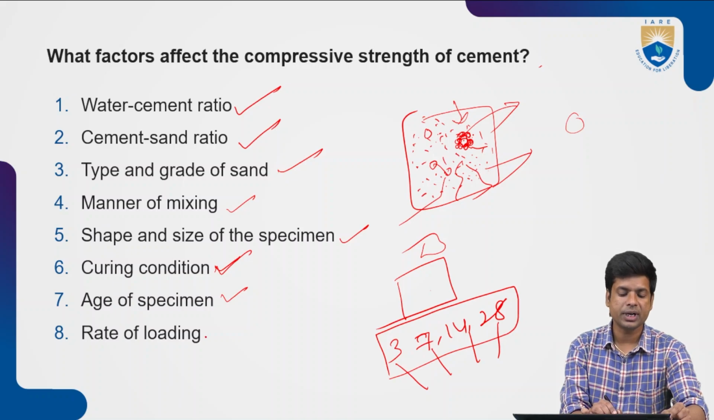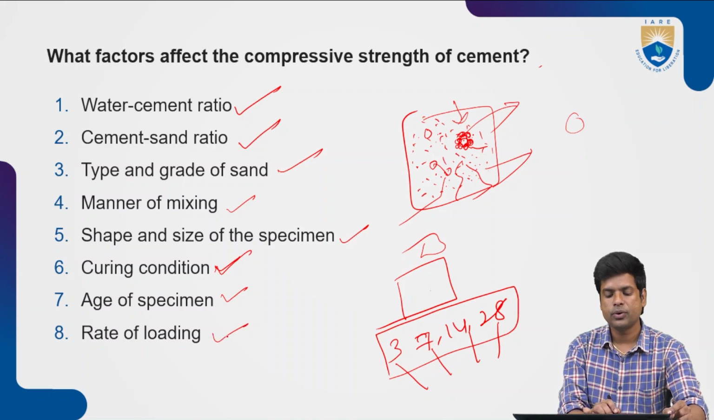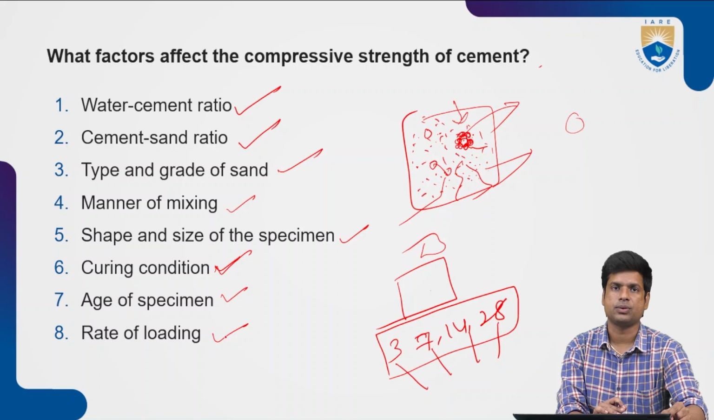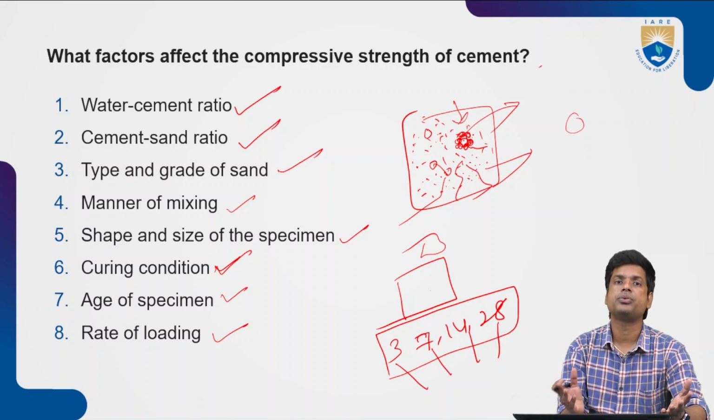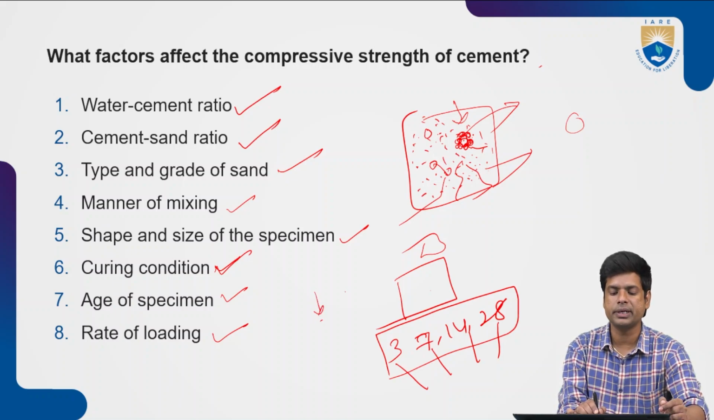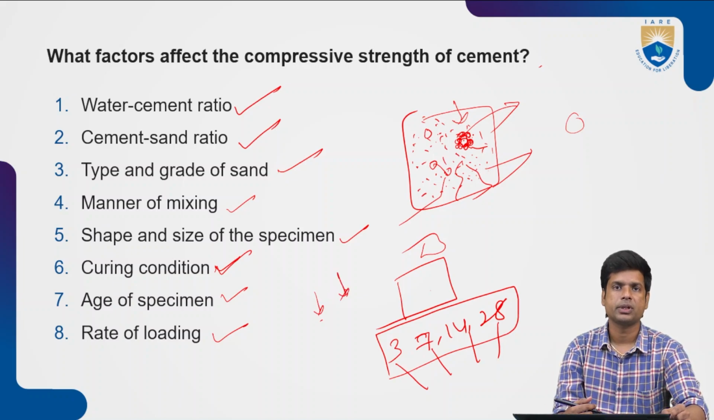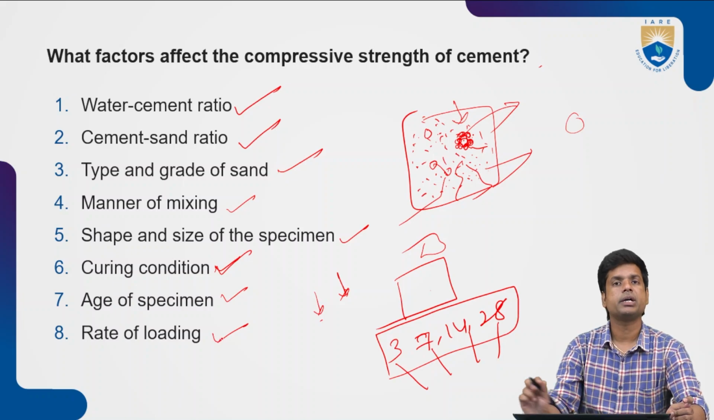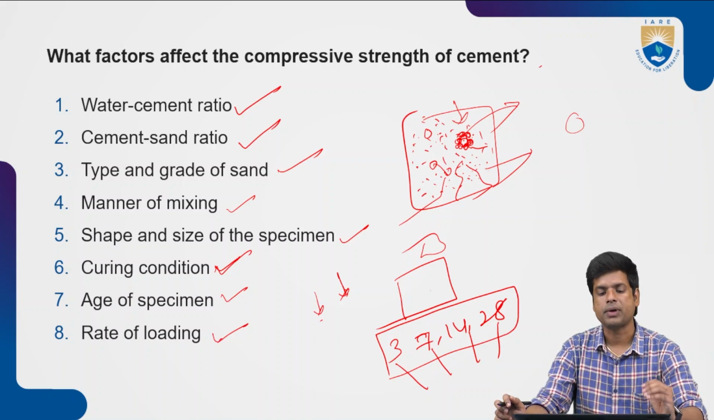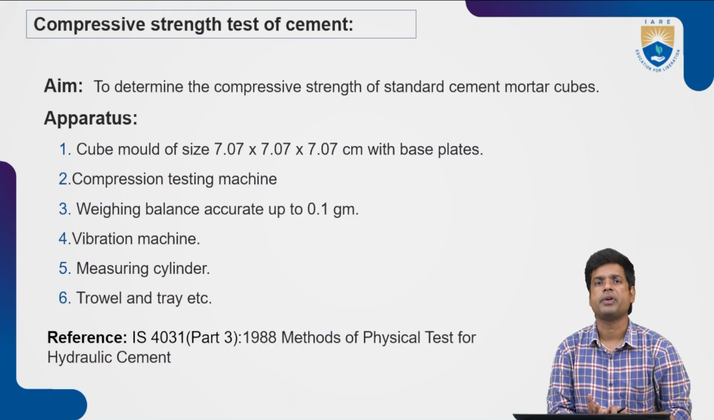And next one, rate of loading. Rate of loading is one of the major factors. Some people may neglect it, but how fast you apply the load matters. Whenever you apply the load slowly, the capacity will be different, and when you apply rapid impact loads, it behaves in a different way. That is why rate of loading is one of the factors affecting the compressive strength. Those are some of the factors.